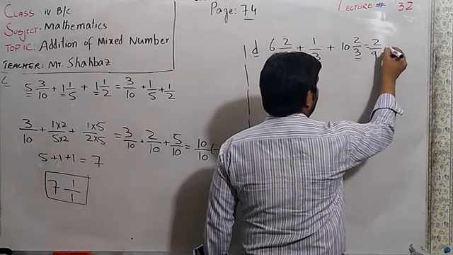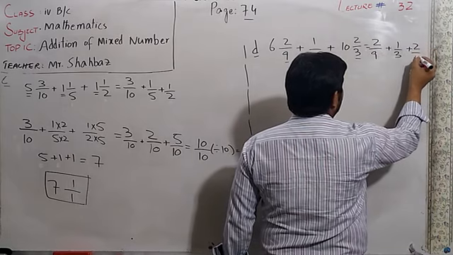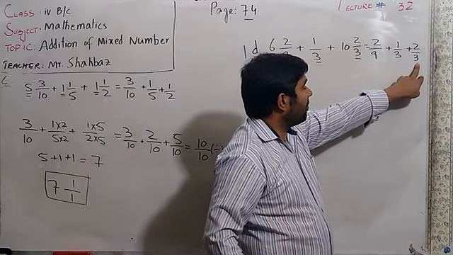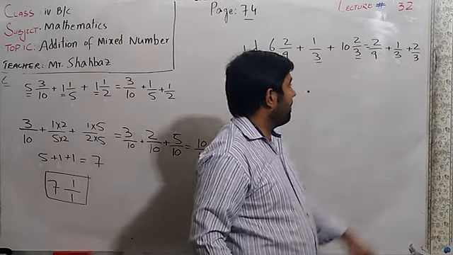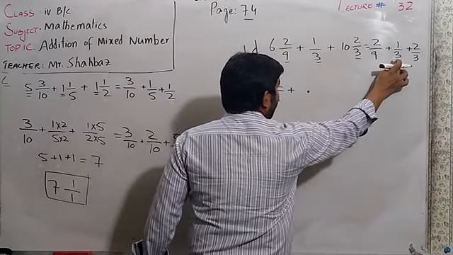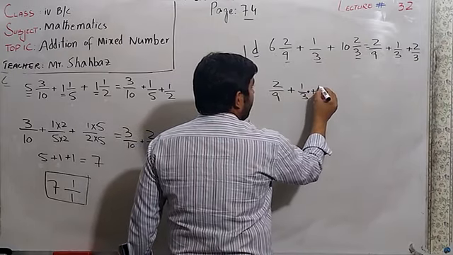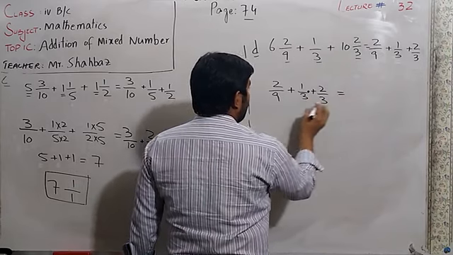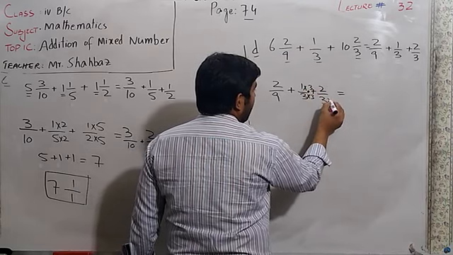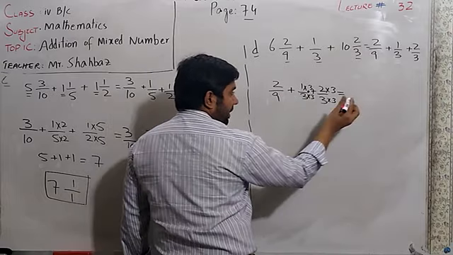2 over 9 plus 1 over 3 plus 2 over 3. This is 9, this is 3, this is 3. We have to make like fractions. 3 multiplied by 3 will be 9. We make 9: 2 over 9 plus 1 over 3 and plus 2 over 3. So this is already 9. Multiply this with 3, this also with 3. First we write this one, 2 over 9.